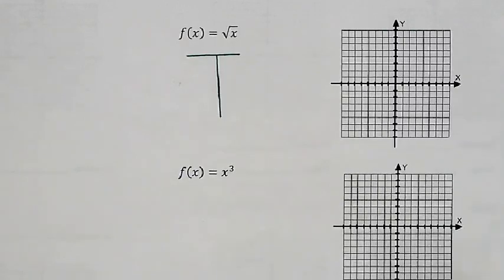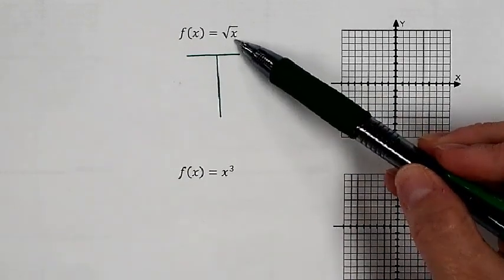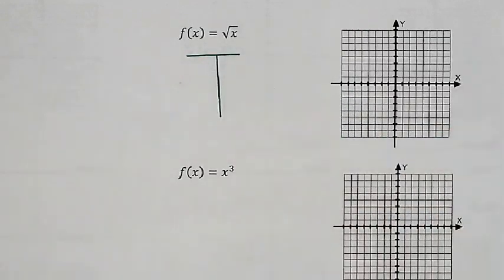Now, normally when we make our table, we start with the x's and do the -2, -1, 0, 1, and 2. But if I put in -2 there for the square root of x, can I do that and get a real number? No. So, let's kind of think backwards here for a moment.